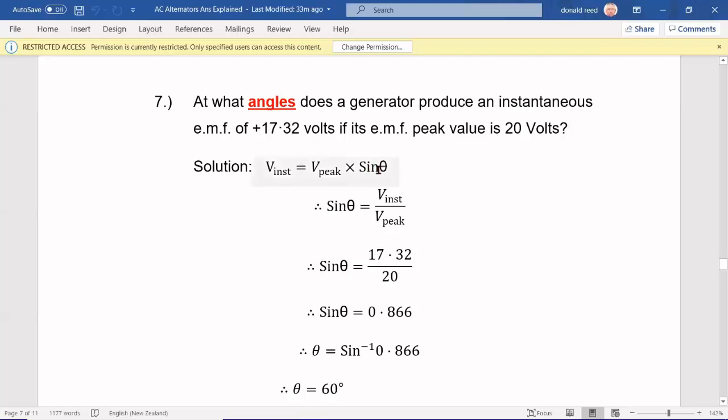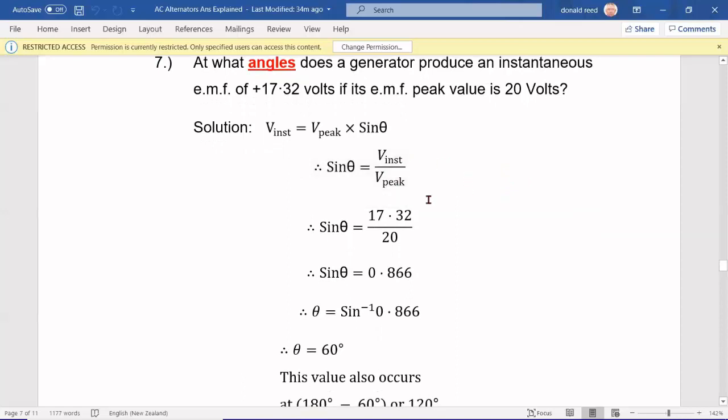What are we looking for? We're looking for theta, the angles. So sine is above the line, it's in the right place. I've got to move V peak. V peak must go to the other side. So it's above the line on this side, it'll go below the line on that side. So sine theta equals V instantaneous, stays in its place, and the V peak goes underneath. So V instantaneous, 17.32. V peak, 20.